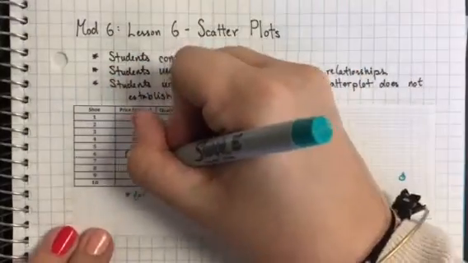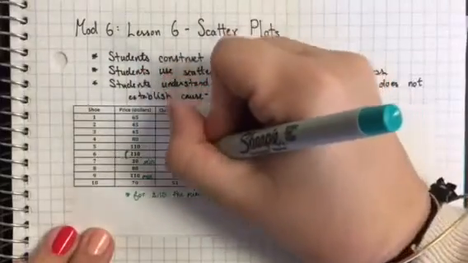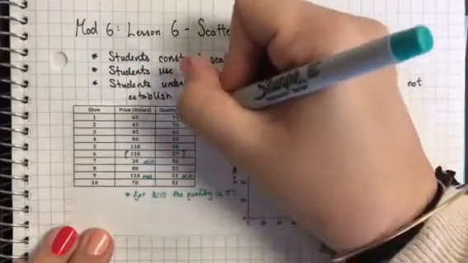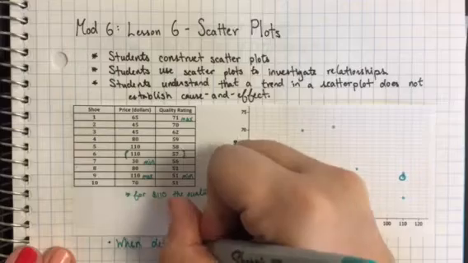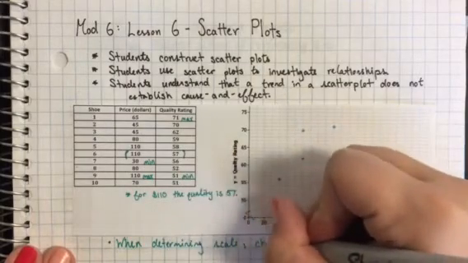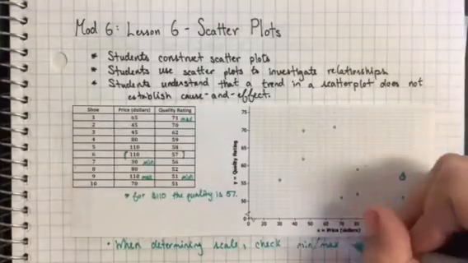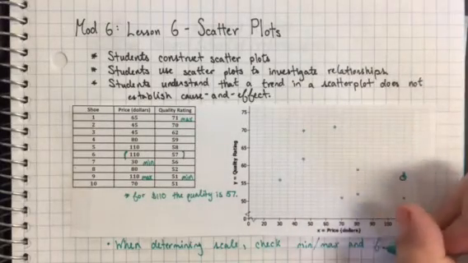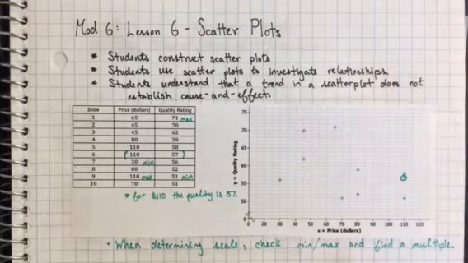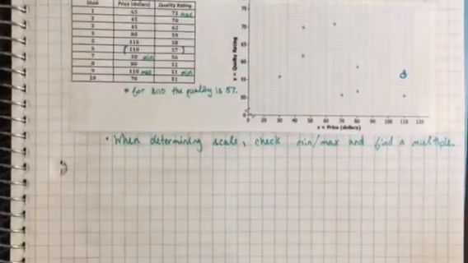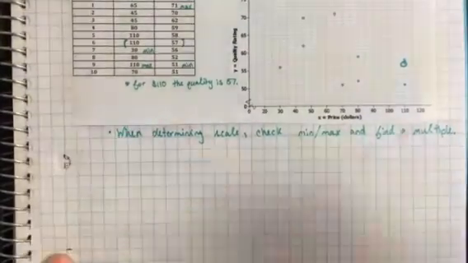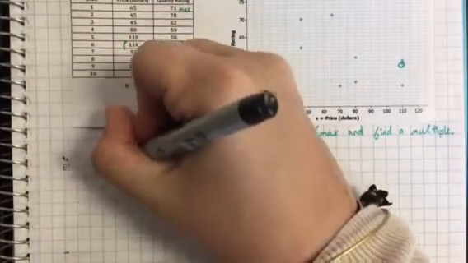So we want to think about, when we design a scale for the axis of a scatter plot, we want to first identify the minimum and the maximum in each set of data. And that way we can find a multiple in between those two values that's equidistant, so we can set that scale. See how my data for price goes from a minimum of $30 to a maximum of $110, and my scale for quality goes from a minimum of 51 to a maximum of 71. That helps us to create the graph more evenly.